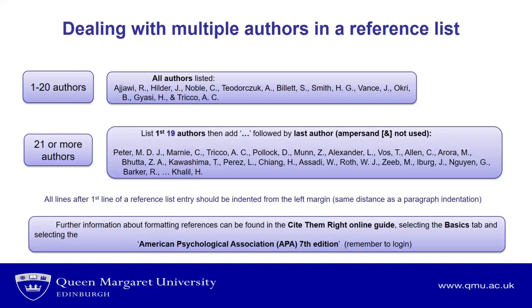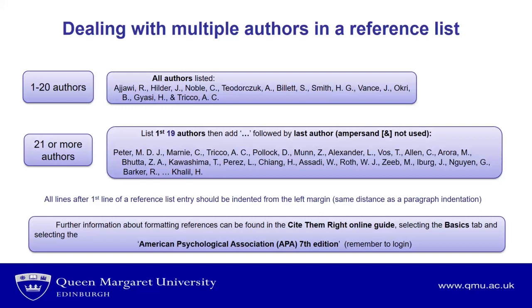For any sources that you use that perhaps have 21 or more authors, there's slightly different instructions. You need to list the first 19 authors in the same format as we've already seen. Then it's followed by the ellipsis, the three-dot icon, then followed by the last author listed on the source. The ampersand sign is not required.